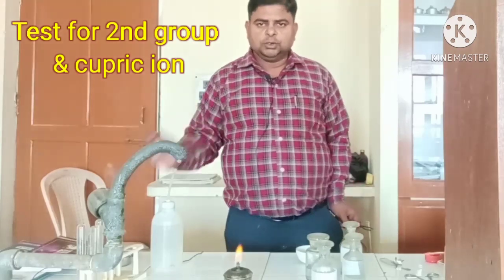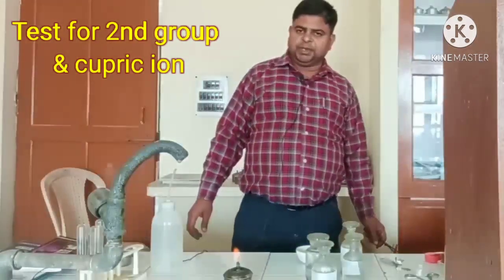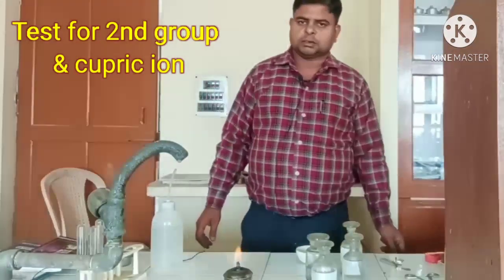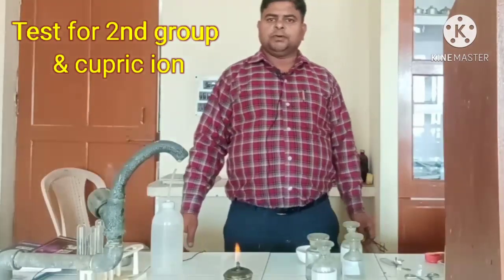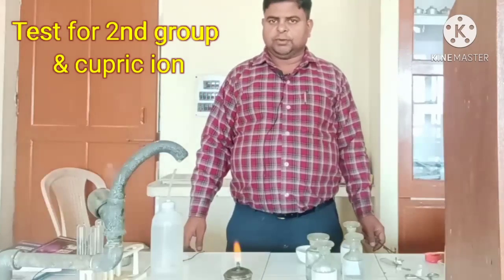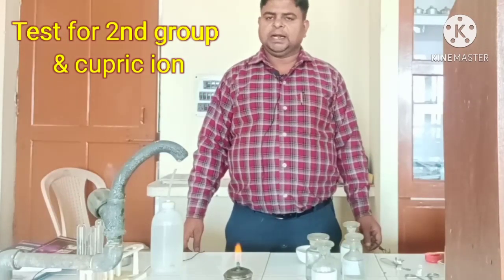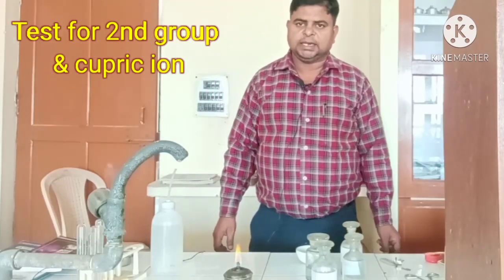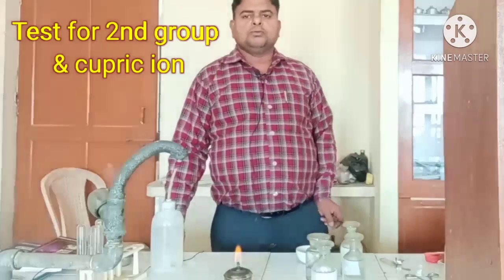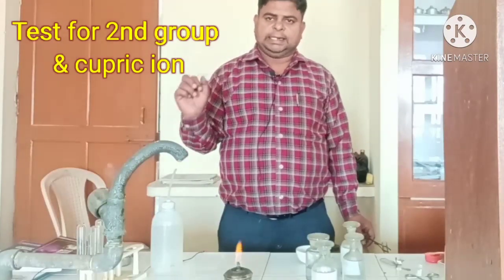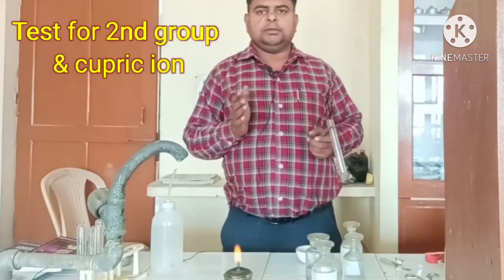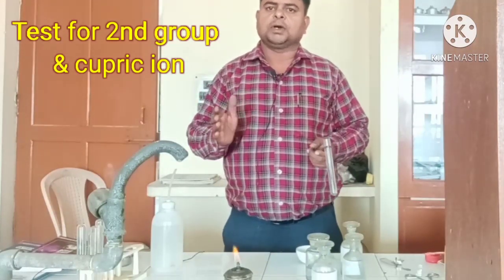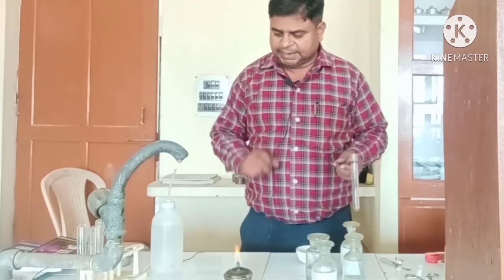So here today we start the test of cation for the second group. First of all, we perform the identification of the second group of basic radicals, and then the test for a particular cation. So we start here with the second group of basic radicals.